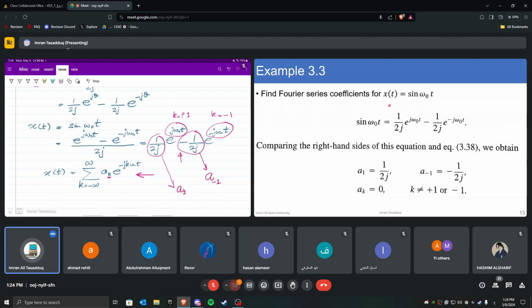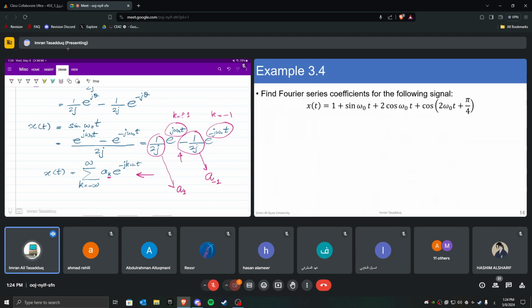Now this was a very simple signal, x of t only sine omega naught t. Now let's take a little more complex signal, for example this one. Now find the Fourier series coefficients for the following signal. When you look at this type of signal where you see sines and cosines, we know that we can directly find the coefficients a k from this equation using Euler identity. So what do you think? How shall we move? This number 1 will remain as 1. This sine omega naught t, I can open it using Euler identity. And what is Euler identity?